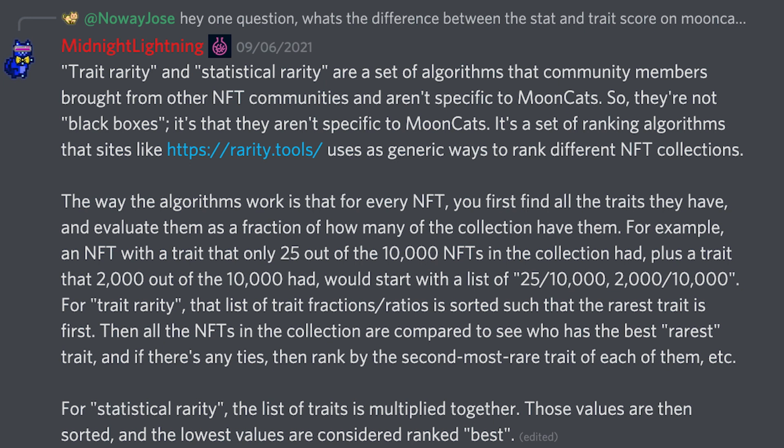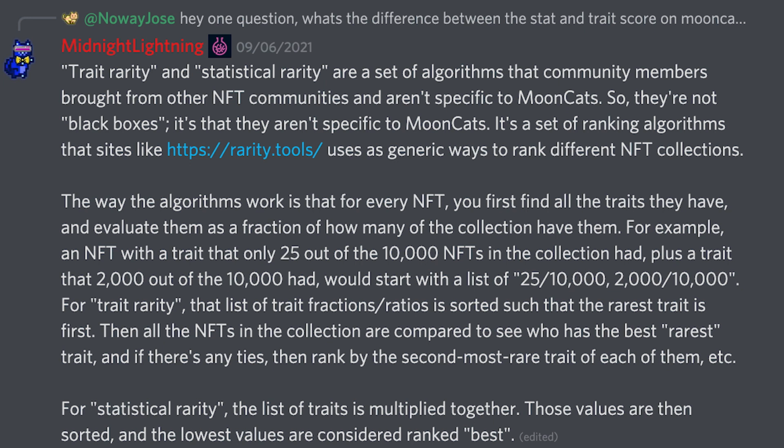For example, an NFT with a trait that only 25 out of 10,000 NFTs have in a collection, plus a trait that 2,000 out of the 10,000 had, would start at a list of 25 over 10,000, 2,000 over 10,000. For trait rarity, that list of trait fractions is sorted such that the rarest trait is first. Then all the NFTs in the collection are compared to see who has the best rarest trait. And if there are any ties, they're ranked by the second most rare trait for each of them. For statistical rarity, the lists of traits are multiplied together. Those values are then sorted and the lowest values are considered the best.